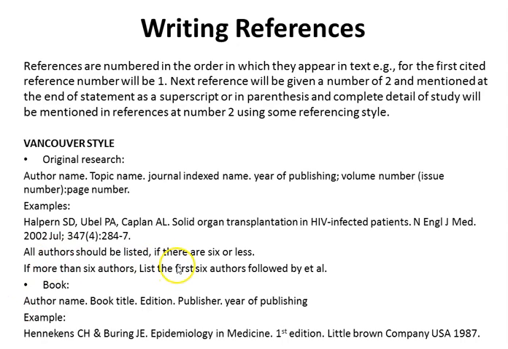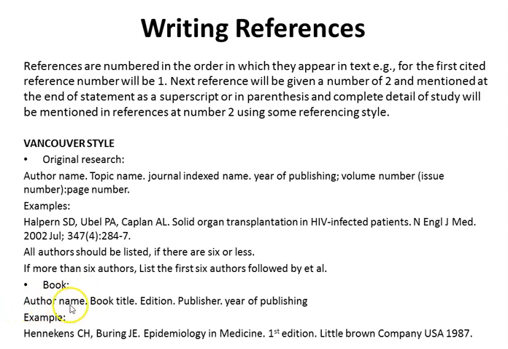All authors should be listed if there are 6 or less. If there are more than 6 authors, then list the first 6 ones and give a space, write et al, dot. Now coming to a book reference.